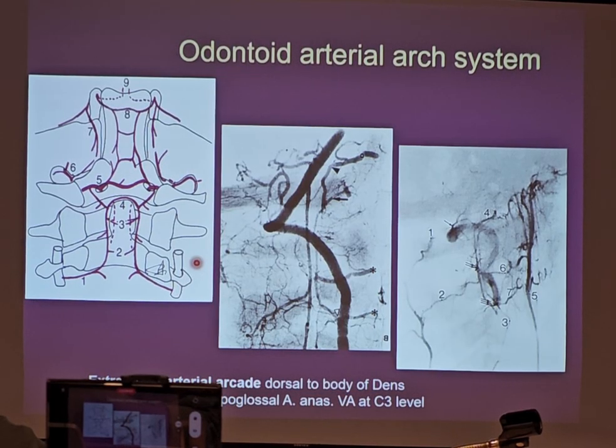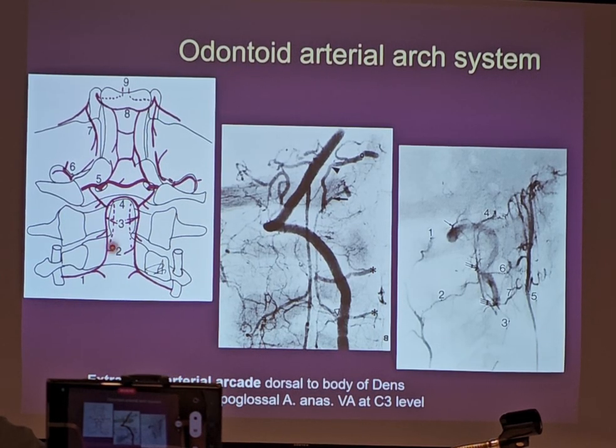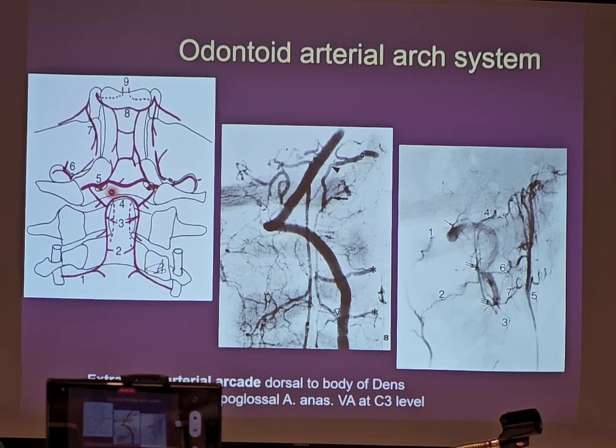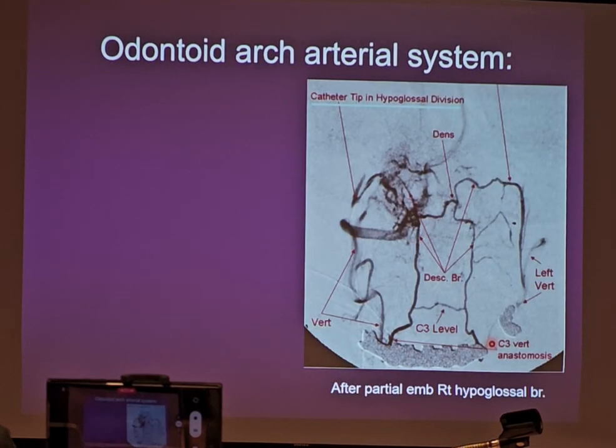Okay, so it's maybe not seeing the complete system of bilateral, like in this diagram. So this is all the clival artery, and this is what we see. What we see is that this is partly in the lateral view, the odontoid arch system. Okay, so let's go to the clinical practice.